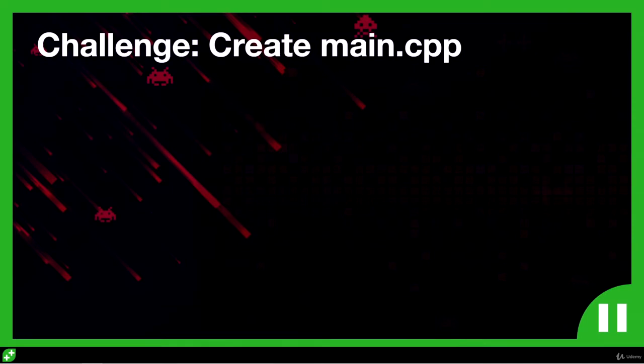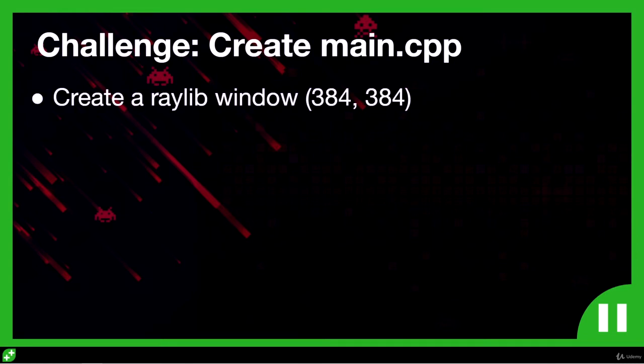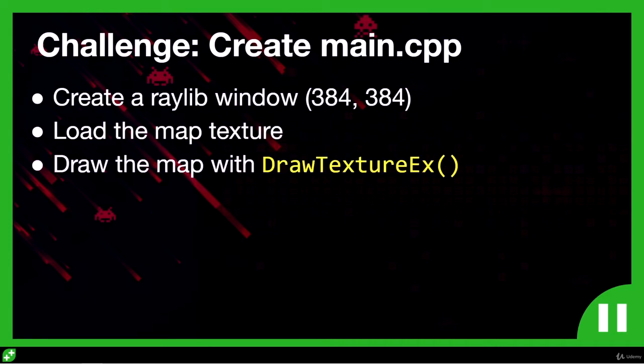Create a new source file and call it main.cpp. You're going to make a Raylib window. Go ahead and initialize it with the dimensions 384 by 384. Add everything you need to the main.cpp source file and load the texture of the 2D map that you created and tiled. It should be in your nature tileset folder. Draw the map using DrawTextureEx, which allows you to scale the texture. Now, since this is a smaller image, we're going to scale it up by a factor of 4. So pass 4 in for the scale of this function.